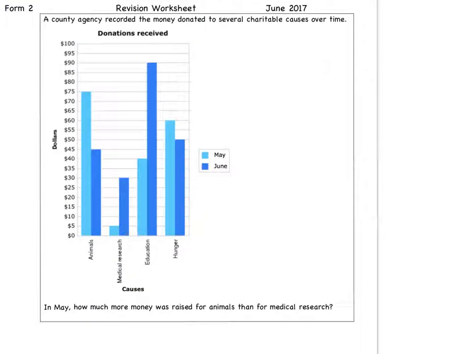Okay, so let's look at reading this bar graph, and they want to know, so we have May, so all these light blue ones are May. So in May, so it means we're considering the light blue ones. How much more money was raised for animals than for medical research? So for animals in May, we raised 75, and in May, for medical research, we raised 5. So therefore, we raised $70 more.